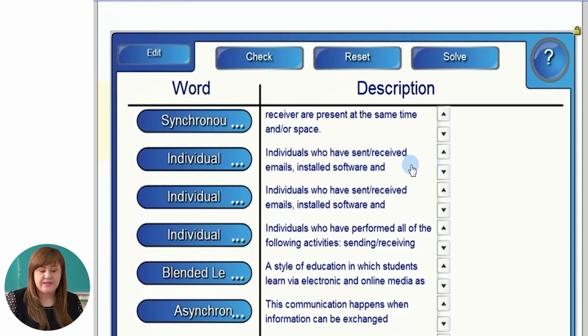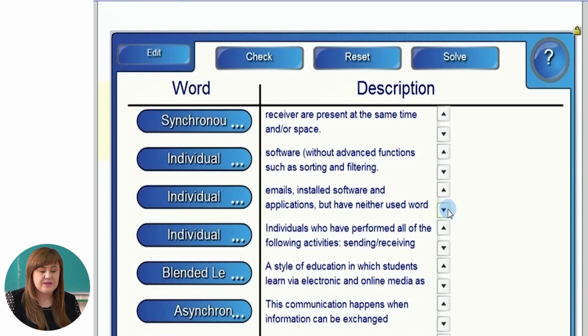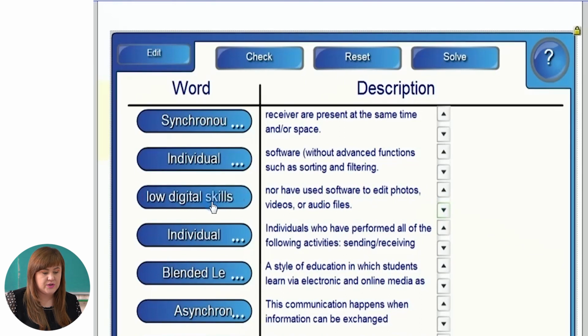Individuals who have received emails, installed software and applications, and used spreadsheet software without advanced functions, such as sorting and filtering. It refers to individuals with basic digital skills. Individuals who have received emails, installed software and applications but have neither used word processing nor spreadsheet software, nor have used software to edit photos, videos, or audio files. This definition is used for the criterion individuals with low digital skills.